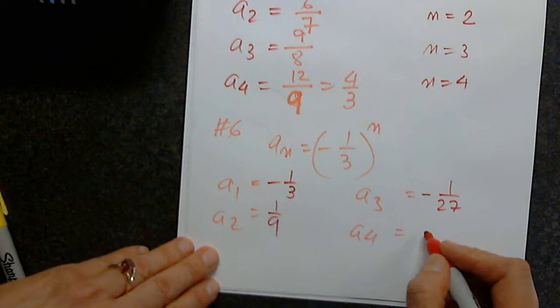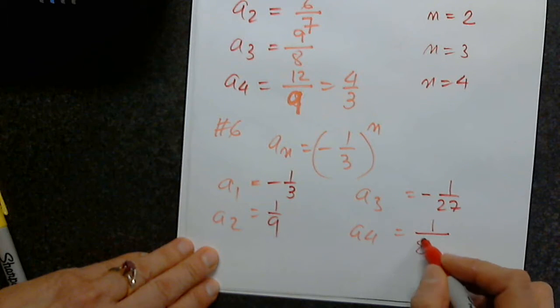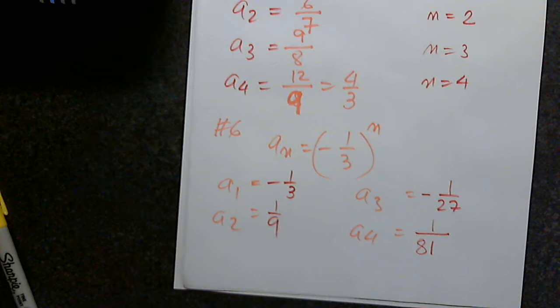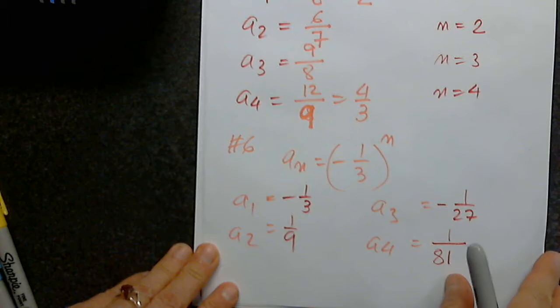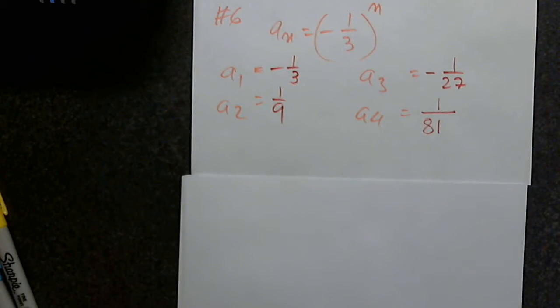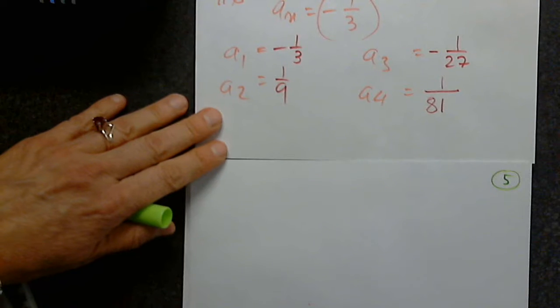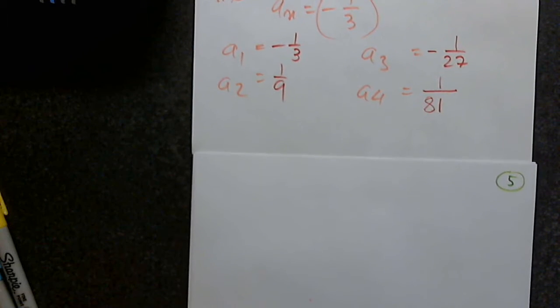Yes? 1 over 3 to the 4th is 9 times 9, which is 81. Very good. Last thing. Yes, please. Any questions? How many is it asking for? This particular problem was asking for the first 4 terms. Okay, and now, last thing, no more new stuff beyond this.